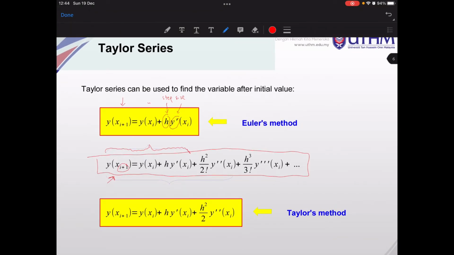However, for Taylor's method, we normally consider up until the second order, whereby you have this term as an extension from Euler's method. I hope from here you can see clearly. For Euler's method, it will be up until here only, and if we want to use Taylor's method, it will be extended until this term.